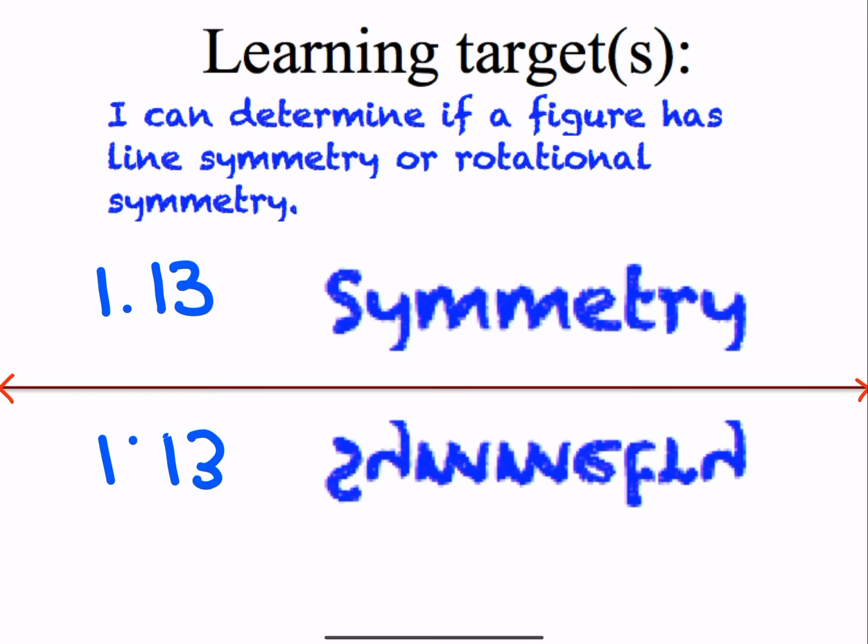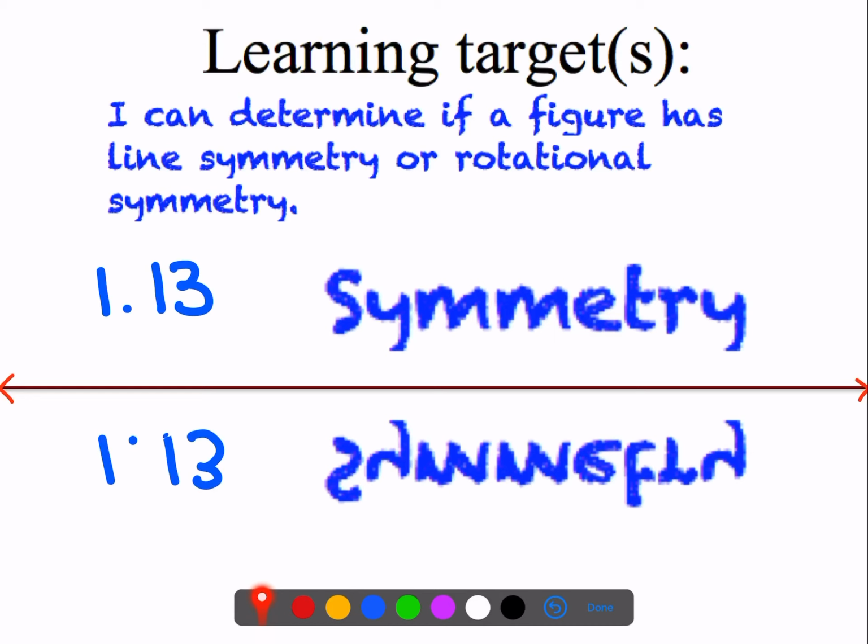Alright guys, today we're going to be talking about symmetry. We have a couple learning targets today. Our goal is to determine if a figure has line symmetry and also to determine if a figure has rotational symmetry. So we're going to be dealing with two different types of symmetry, again line symmetry and rotational symmetry. So let's go ahead and get started.